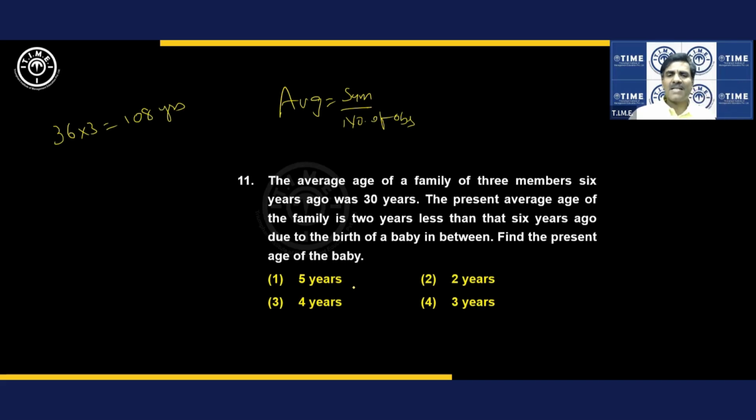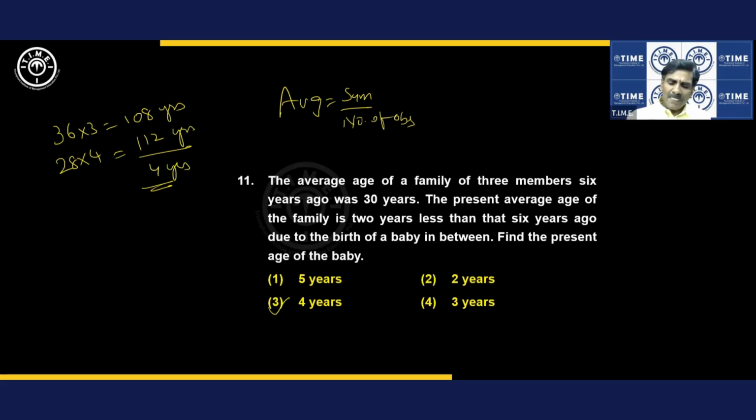And the present average age is 2 years less than 6 years ago. 6 years ago it was 30, so presently it has to be 28. And now due to the birth of one more baby as mentioned, 4 persons are there. So their total age will become 28 4s are 112 years. So the baby's age should be 4 years as of now. So the answer for this question should be choice 3, 4 years. We have to be careful with that important point: as the baby is born, the average age will decrease.